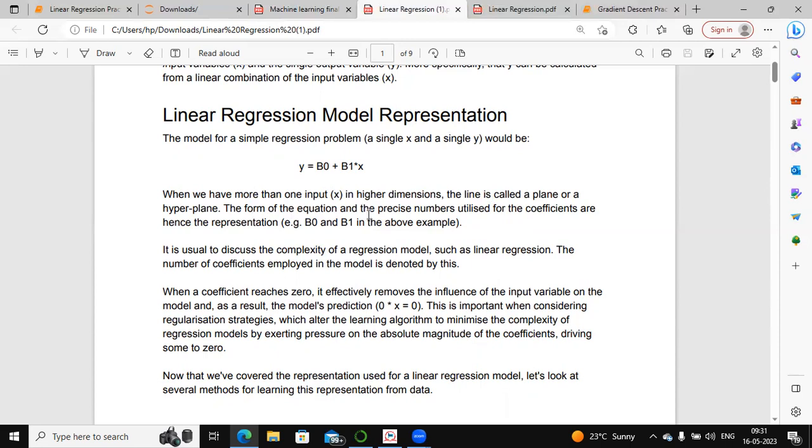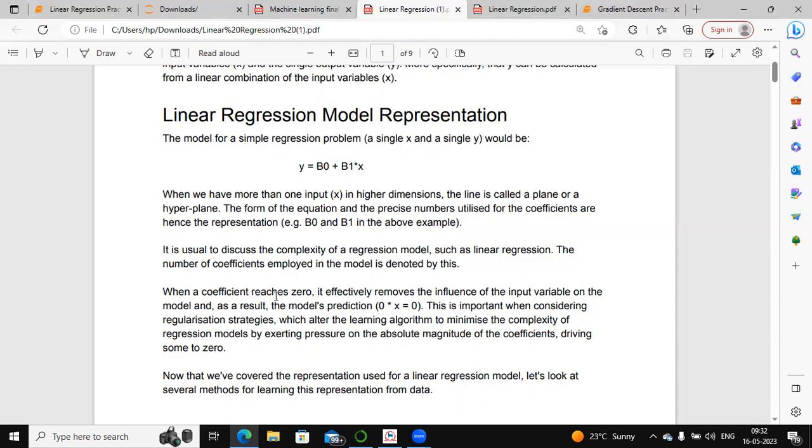The form of the equation and the precise numbers utilized for the coefficients are hence the representation. Example, b naught and b1 in the example. These are the coefficients of x, and this is the constant. It is usual to discuss the complexity of a regression model, such as linear regression. The number of coefficients employed in the model is denoted by this. This is how it is denoted.